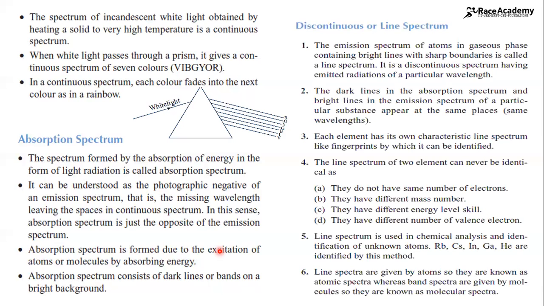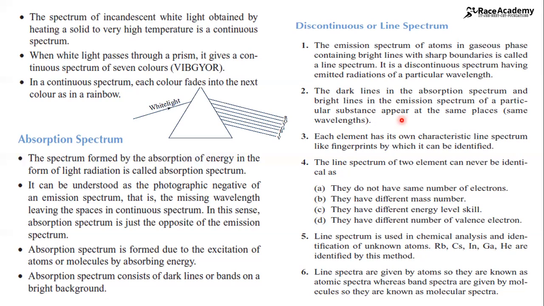What about discontinuous or line spectrum? The emission spectrum of atoms in a gaseous phase, containing bright lines with sharp boundaries, is called line spectrum, also called atomic spectrum. It is a discontinuous spectrum having emitted radiations of particular wavelengths. Dark lines in the absorption spectrum and bright lines in the emission spectrum of a particular substance appear in the same places.